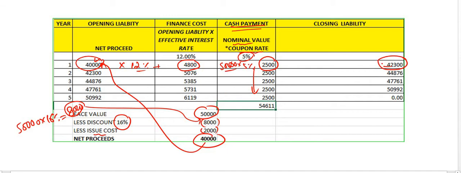And again you have to apply the same process, and at the end of the fifth year, you will have to pay the nominal value, which is 50,000, plus some premium, which is 461. So you will get 5461, and at the end you will have no liability.